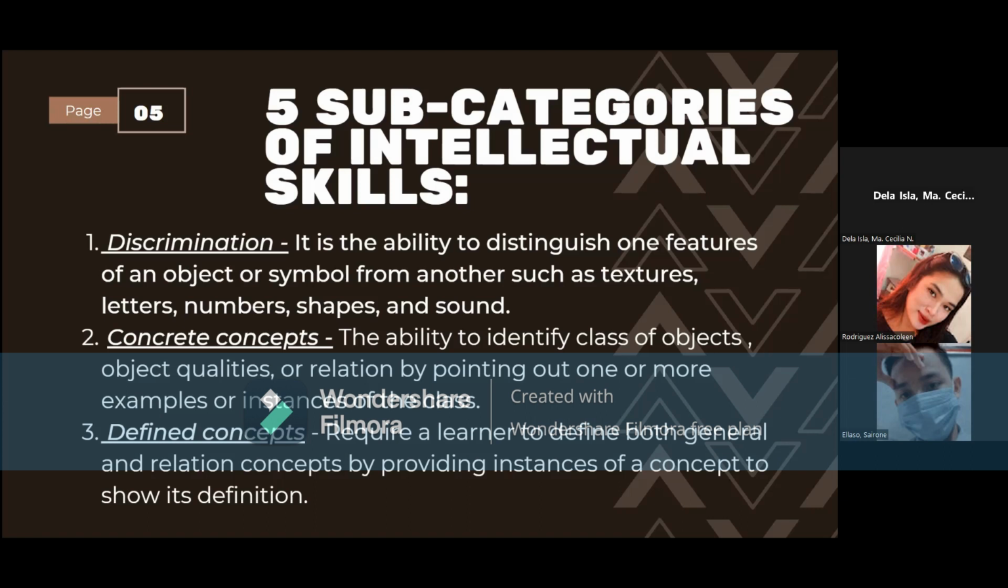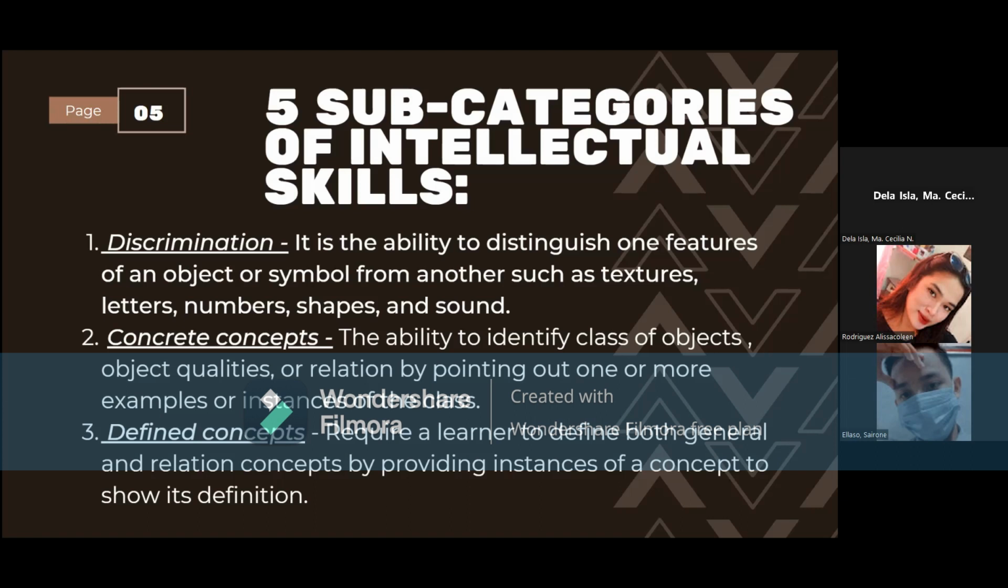This one is a concept that can be directly experienced or directly observed through the senses. Concrete concepts are often easier to understand and learn than abstract concepts because they are more tangible and relatable. For example, a child may learn the concept of dog by interacting with and observing real dogs.